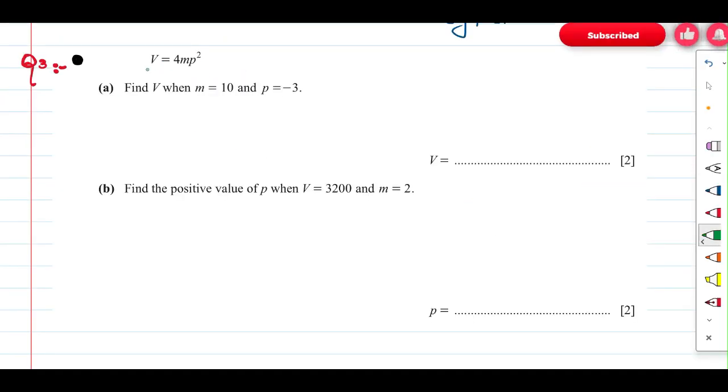Let's practice another question. We have v equals 4mp squared. Part A, find v when m is 10 and p is negative 3. So we need to solve for v when the m value is 10 and the p value is negative 3, squared. 4 times 10 gives you 40, negative 3 squared is 9, and 4 times 9 is 36, and we have a 0, so the v value is 360. Right. Part B, find the positive value of p.